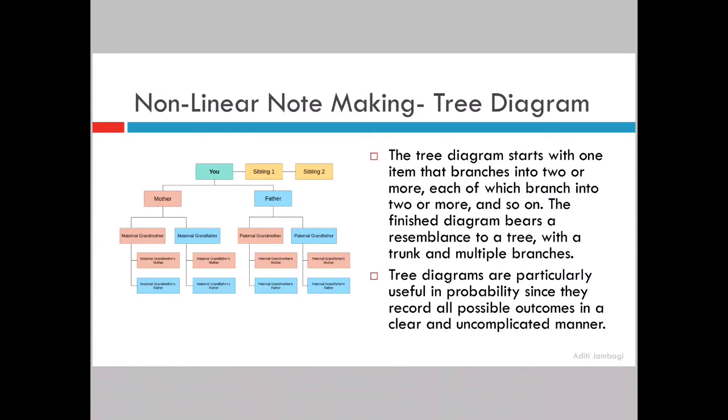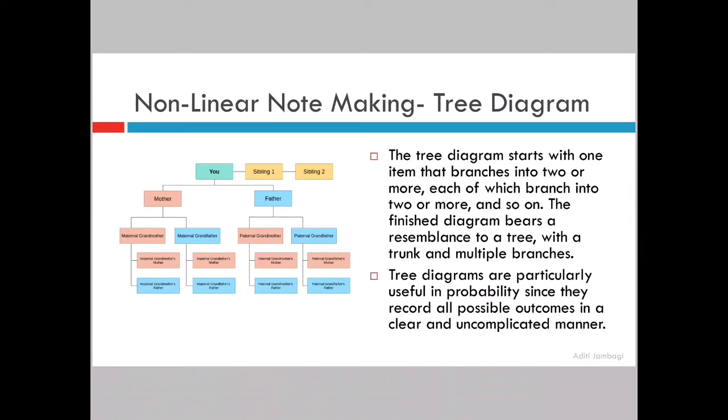For example, your mother is then again connected to her maternal grandmother and maternal grandfather, and the two things below them, so they have no other connections, so they are your leaf nodes or child nodes. They don't have any other connections.